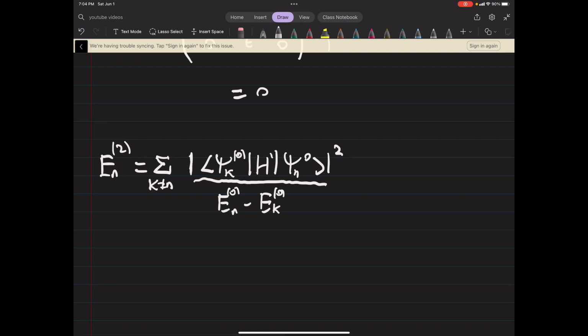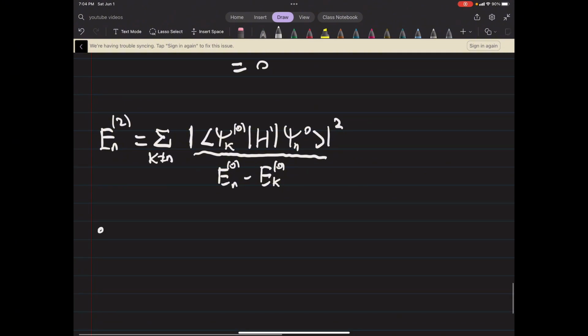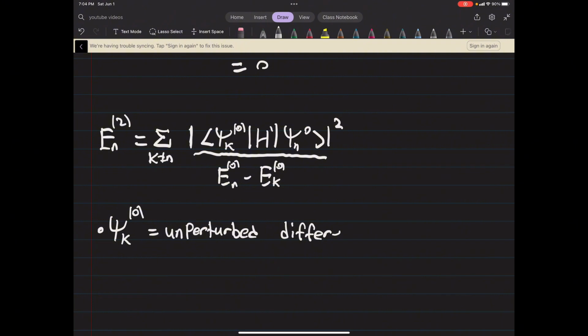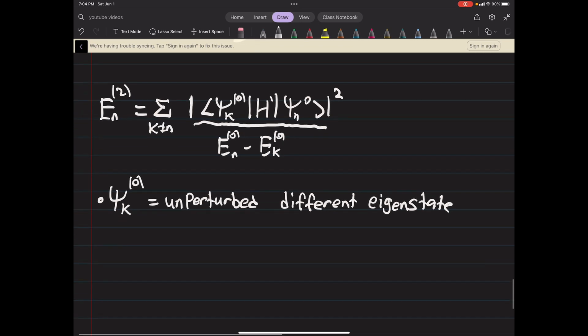Okay, so just to make some sense out of this, let's talk about what all this is. Psi sub k 0 is the unperturbed, we'll call it different, eigenstate. By different, I mean the eigenstate that's not associated with the energy that you're looking into. H prime, again, we've been working with that perturbation Hamiltonian.